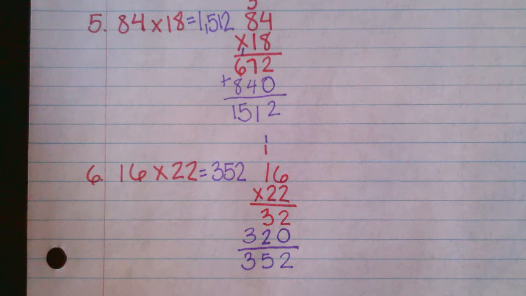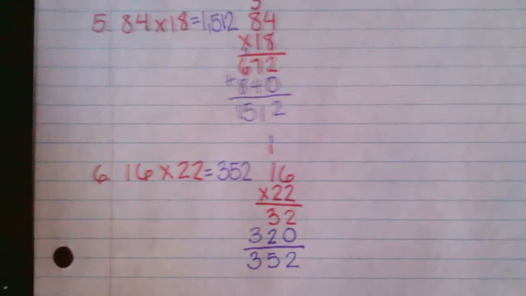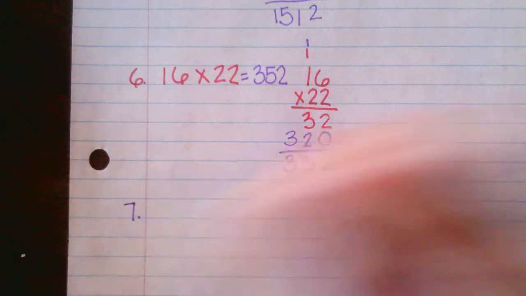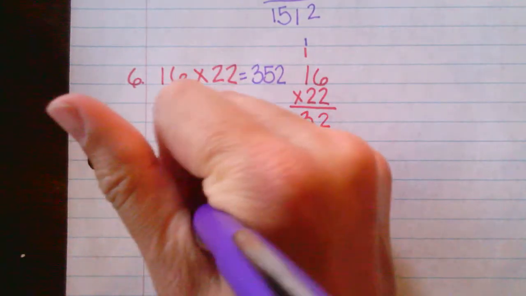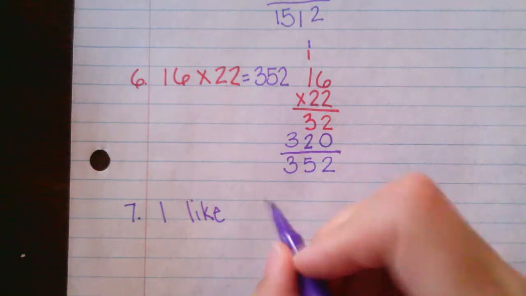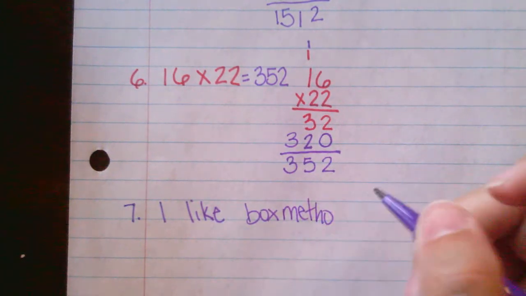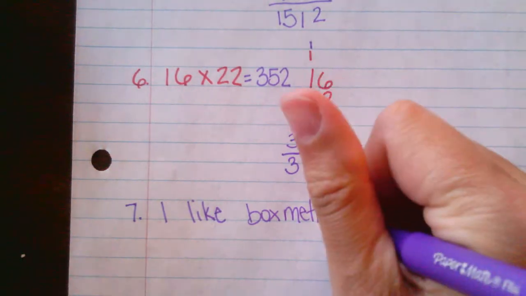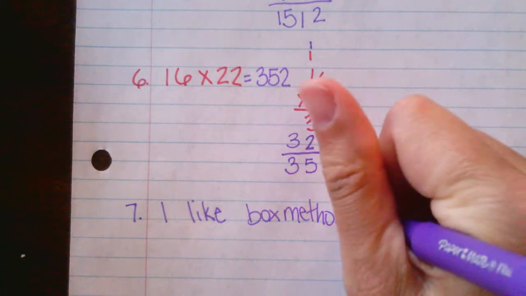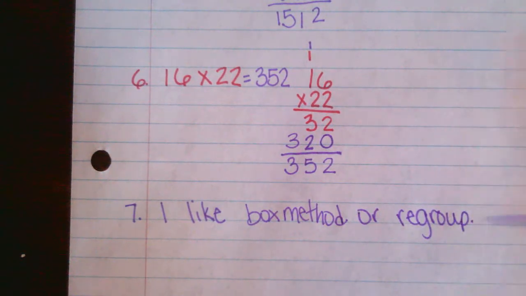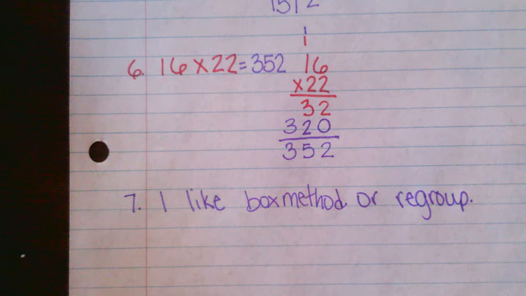Write about which method you prefer to use. Do you guys like your regrouping partial products? So, do you guys like the method that I just did, or do you guys like box method? And I cannot honestly answer that for you. So, you can pick box method, which is what we did in 3.3, or regroup, which is what we did right now. You guys have to pick box method or regroup.